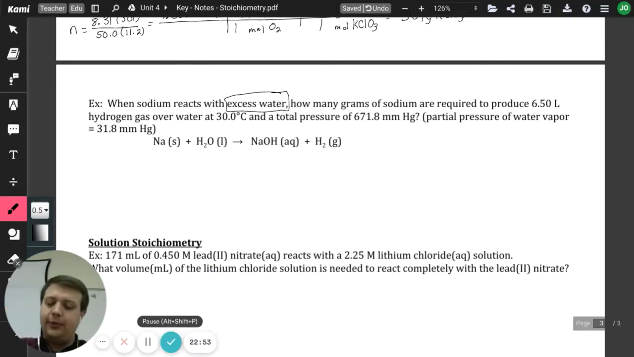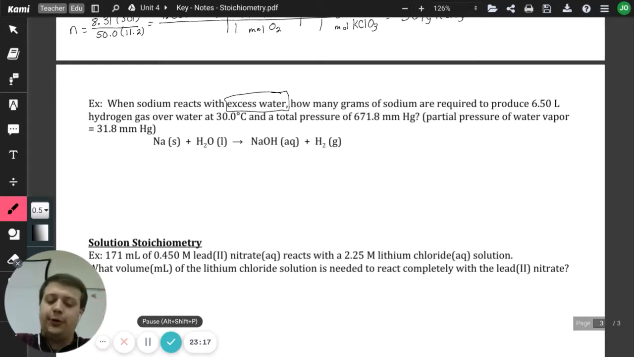So here I've got sodium, water, NaOH, and H2. That is already balanced for me. So the question says, when sodium reacts with excess water, how many grams of sodium are required to produce 6.50 liters of hydrogen gas over water at 30 degrees Celsius and a total pressure of 671.8 mmHg?